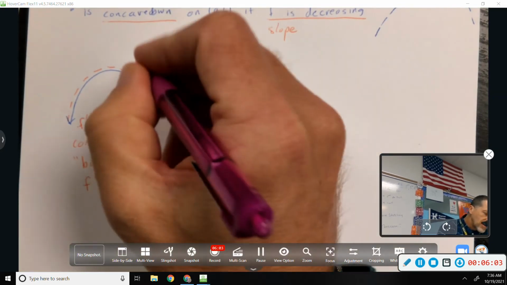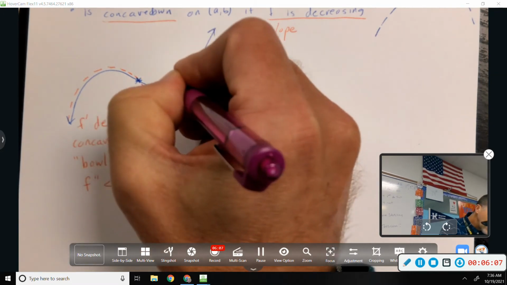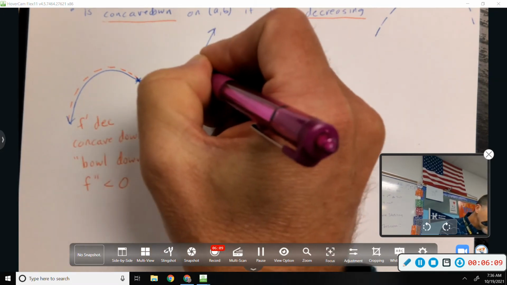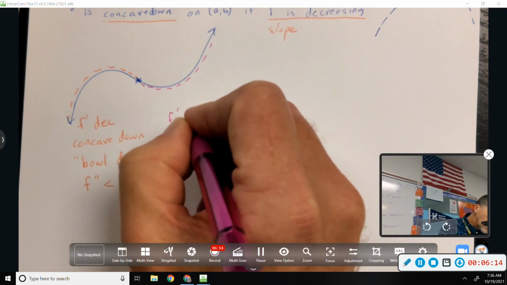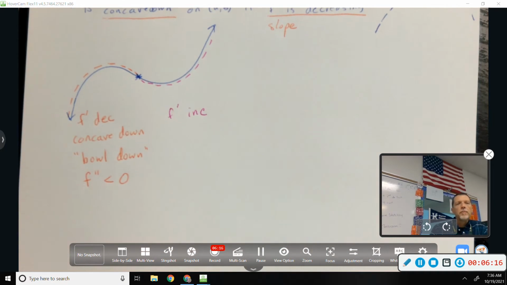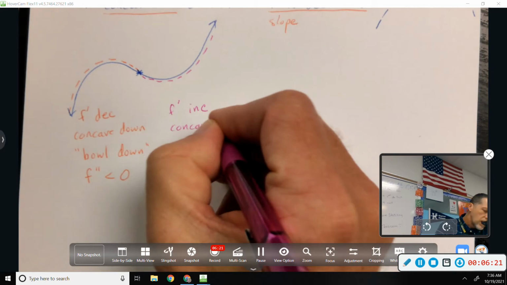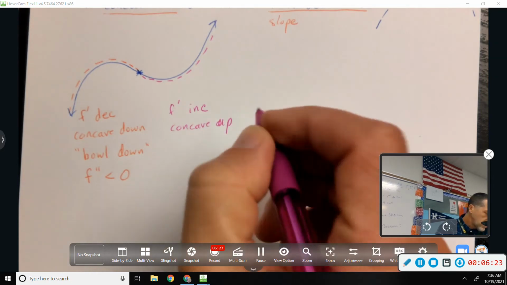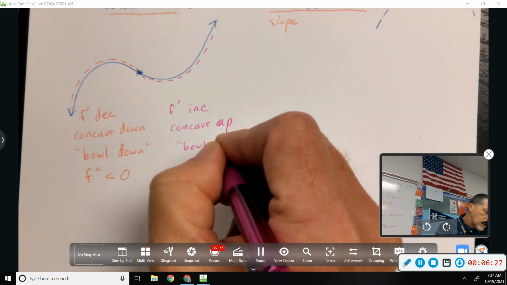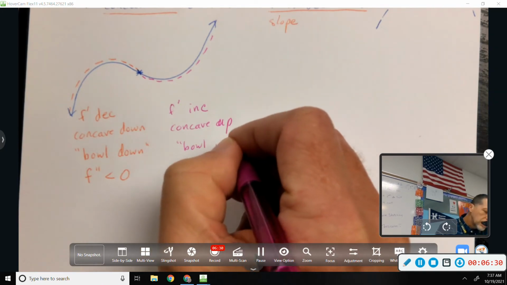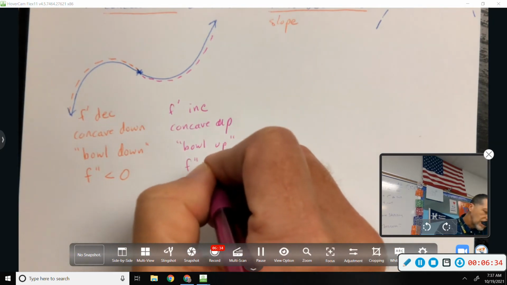All right, on the other side of the little x, the slopes are negative, but they're getting less negative, and eventually they go positive and get more and more positive. So that means f prime is increasing. It's concave up. It's bowled up. It holds water. And the second derivative is positive.